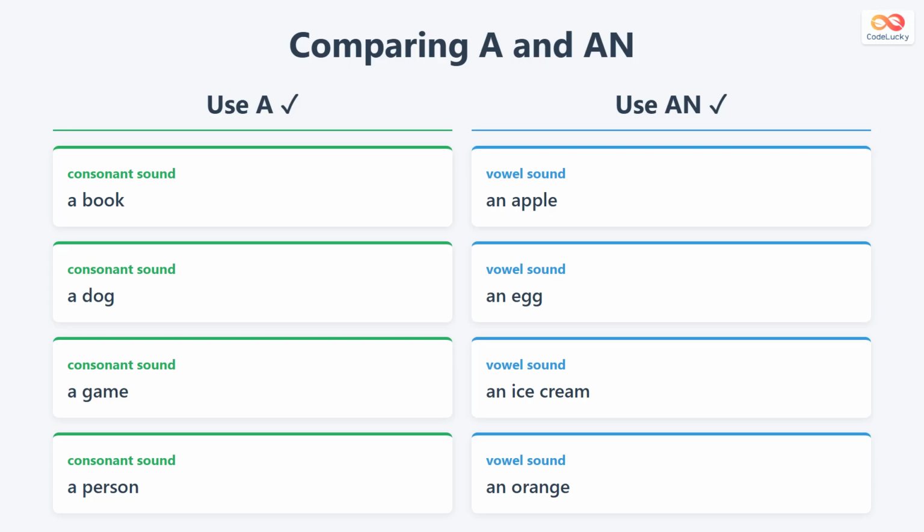Let us compare when to use a and when to use an. Use a before words that start with consonant sounds. Examples are a book, a dog, a game, a person. Use an before words that start with vowel sounds. Examples are an apple, an egg, an ice cream, an orange. Remember, we choose between a and an based on the sound we hear, not the spelling.